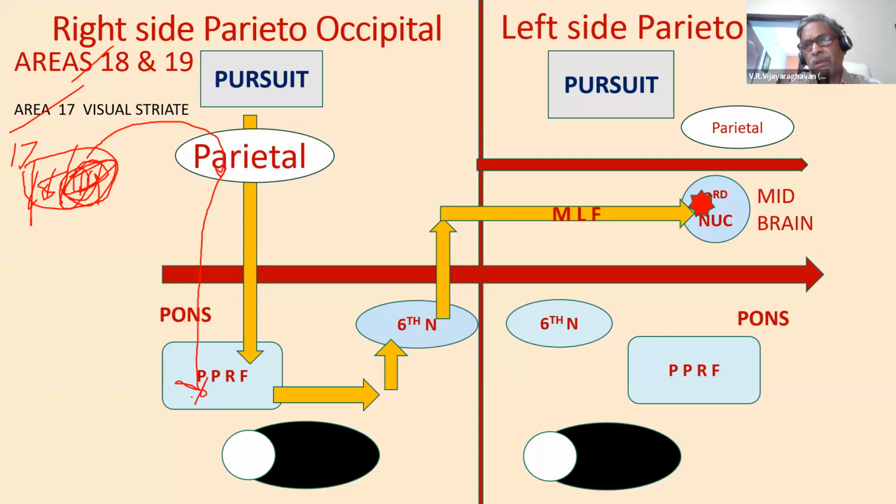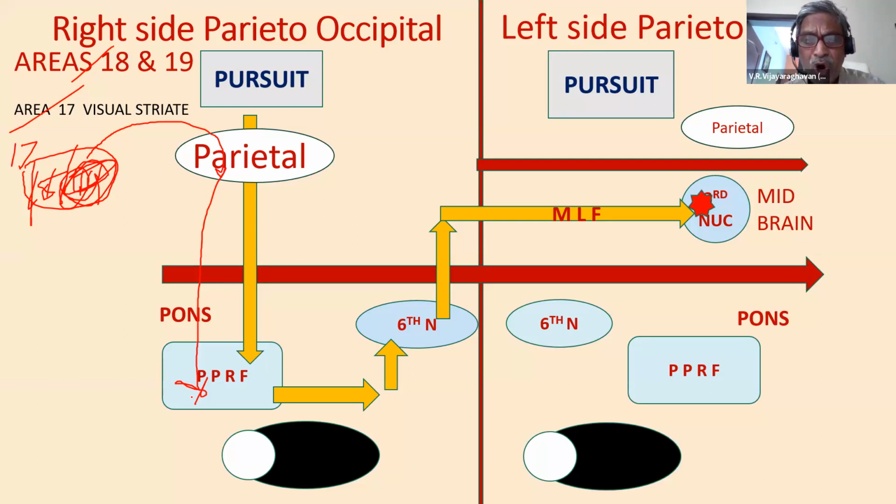That means the pursuit movement, the following movement, has to start from areas 18 and 19, the para and peristriate areas in the visual occipital lobe, passing via the parietal lobe and coming to my right side or left side pons, depending upon which side the parieto-occipital area is. That's all. That means the eyes have to go to the same side. If you know this, it is enough.